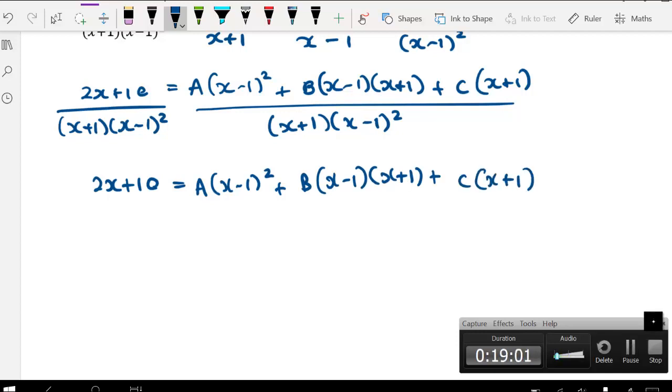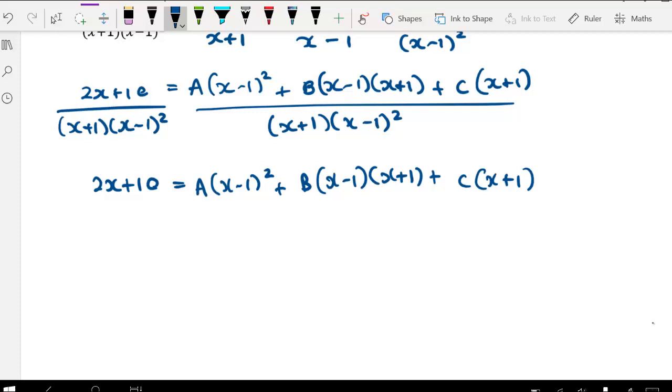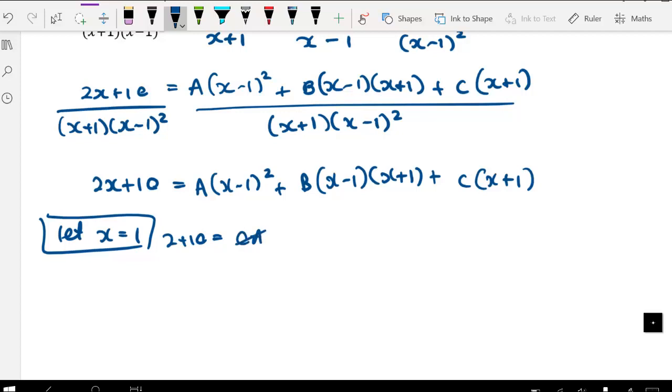So now we can go with our cover and check approach. So let's see, the first one that we can cancel out is we can let x equal 1. So if we do that, we've got 2 plus 10, and this x minus 1 will be 0. We've got 0 squared, so 0 lots of A. We can cancel that out. We've got an x minus 1 here, so we'll have 0 lots of B, and C will be the only one. We'll end up with 2C. So 12 is equal to 2C, and therefore C is equal to 6.